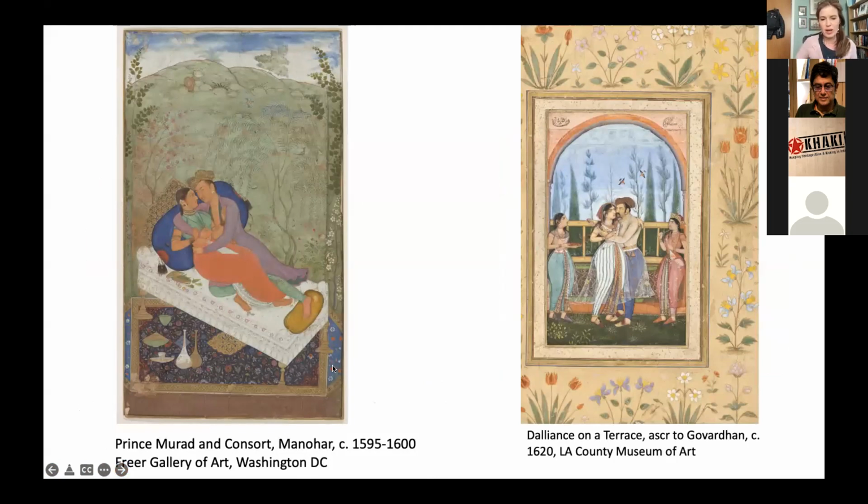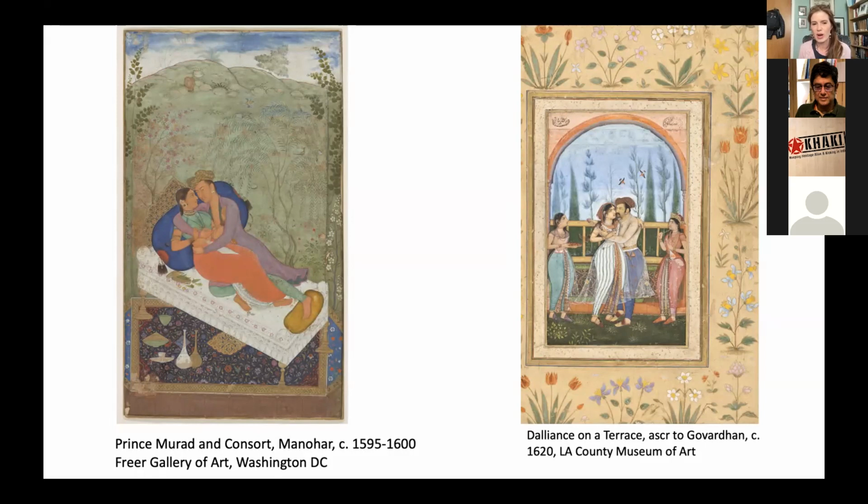So coming to some lovely examples of portraits of women or of couples that seem to actually present real female identities at the Mughal court. We have on the left one of the earliest examples, which is Prince Murad and a consort by Manohar.